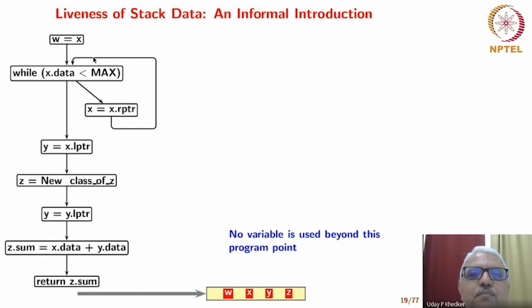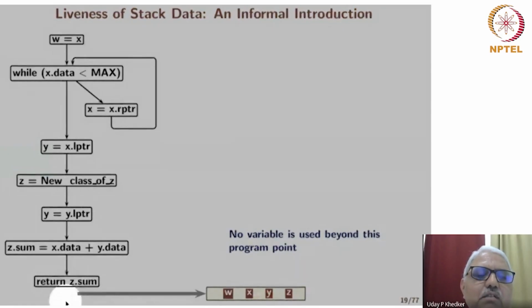So we want to perform live variables analysis. We begin by observing that at the end of the program, no variable is used beyond this program point. So we have w, x, y, and z. None of them is live. They are dead, so we show them with red color. And what we have to do is step over this particular assignment statement. Given the set of variables that are live here, we examine what's happening within this statement, and we then determine which variables should be live above this statement. So which variables will become live?